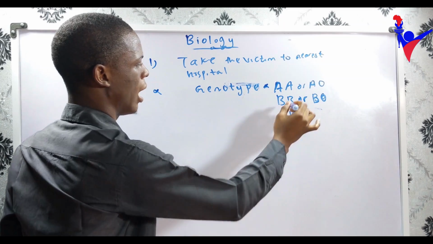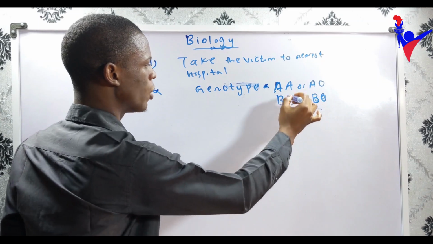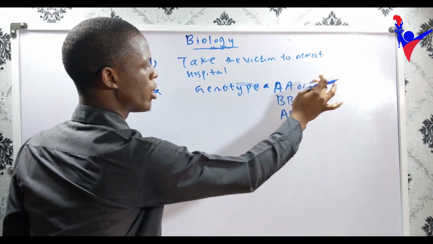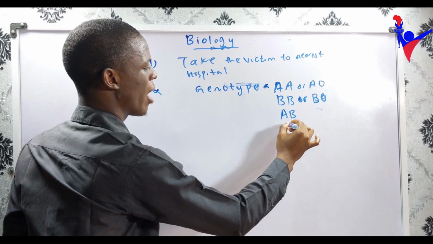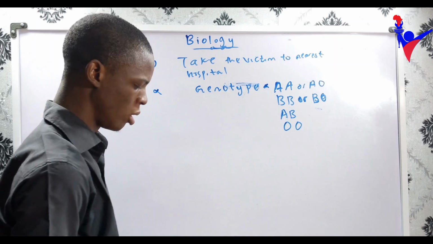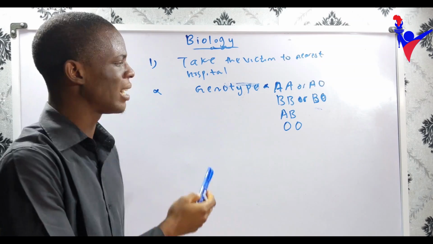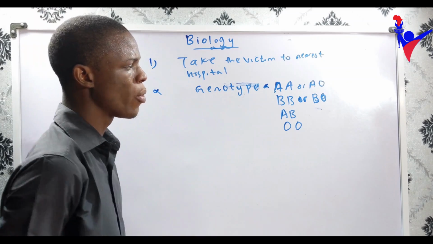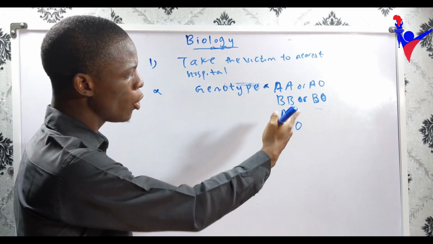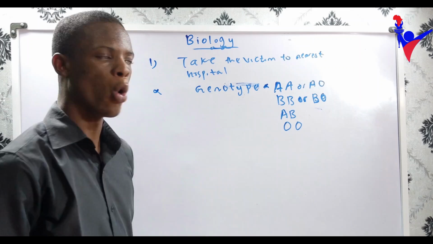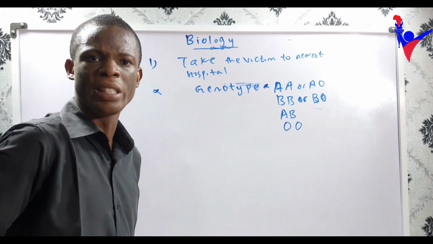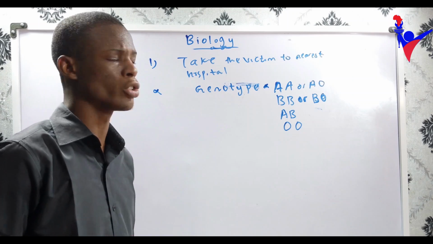AB does not have any other one, and we have the last genotype, which is OO. So all these are the major genotypes that we have. We have the 6 genotypes: AA, AO, BB, BO, AB, and OO. The genotypes also give us the identification of the blood group.